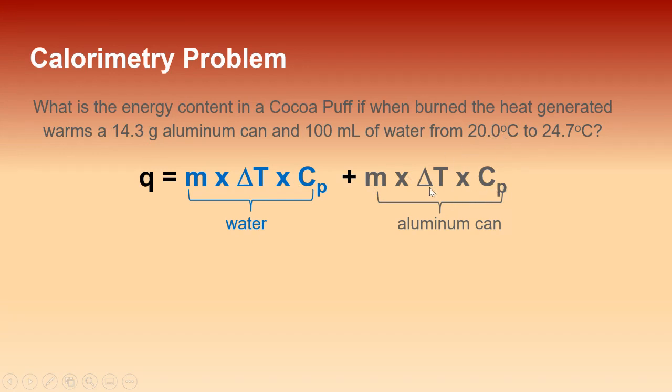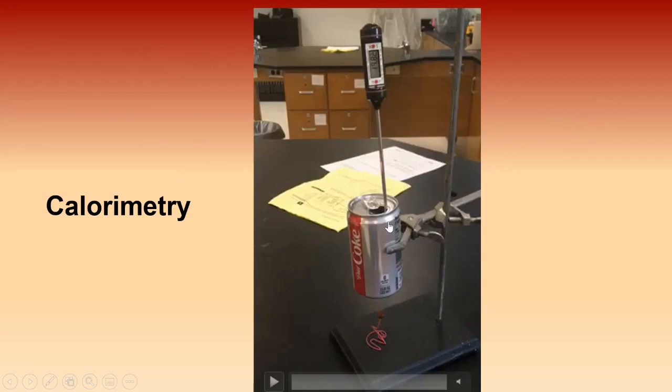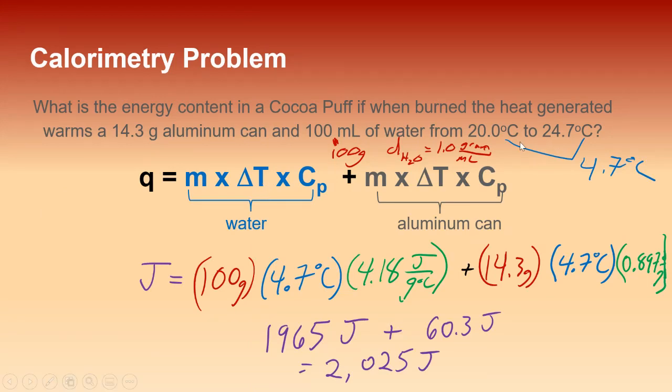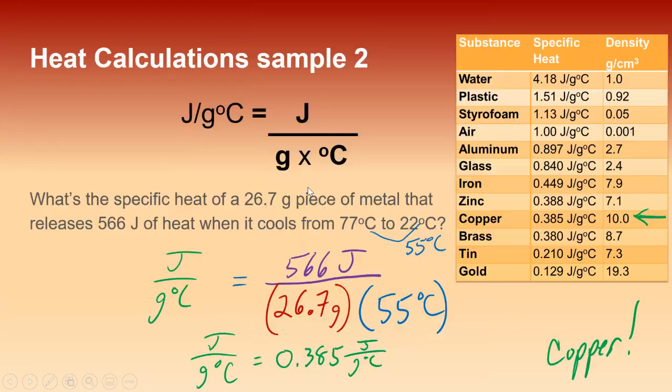So notice, because the can and the water are connected and they're in thermal equilibrium, they had the same change in temperature. So the change in temperature for both the can and the water was 4.7 degrees Celsius. Water has a density of 1, so 100 mL is 100 grams because it's 1 gram per mL. And then we just put all that stuff in. So it's 100 grams of water. Change in temperature is 4.7. Specific heat is given on a chart. I would never ask you to remember that.